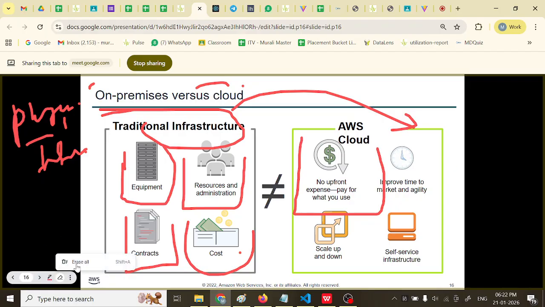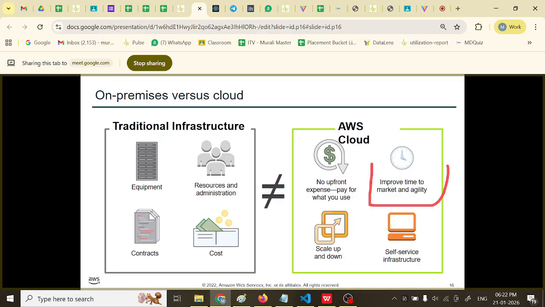Next, improve time to market. Like I just told you about the advantages of cloud, how will you sell a lot of items, massive economies of scale. How will you sell 10,000 clothes? I told you, right? 10,000 clothes you are able to sell. How will you sell it? You have to join with marketplaces, correct? Same thing, improved time to market and agility. You can fastly connect with marketplaces and market your product as well. That is called agility. Agility means fast.